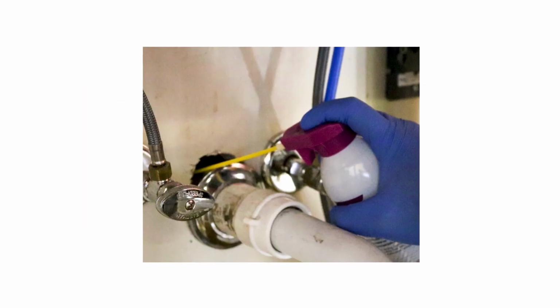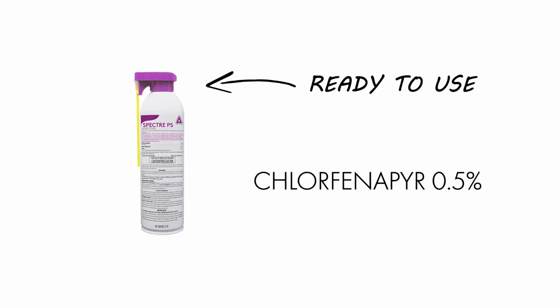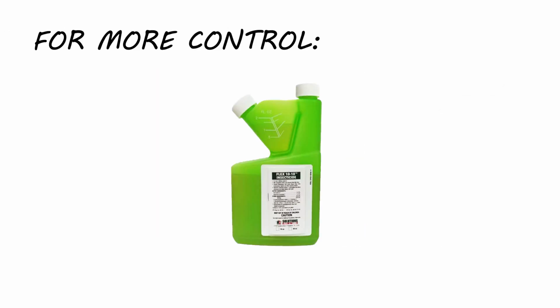While Spectre PS has a broad label with many uses, it comes pre-mixed with fixed concentrations of its active ingredient. While this is great for ease of use, there's no way of gaining higher or lower concentrations for an even wider variety of applications. For a product with more user control, check out Flex 1010.